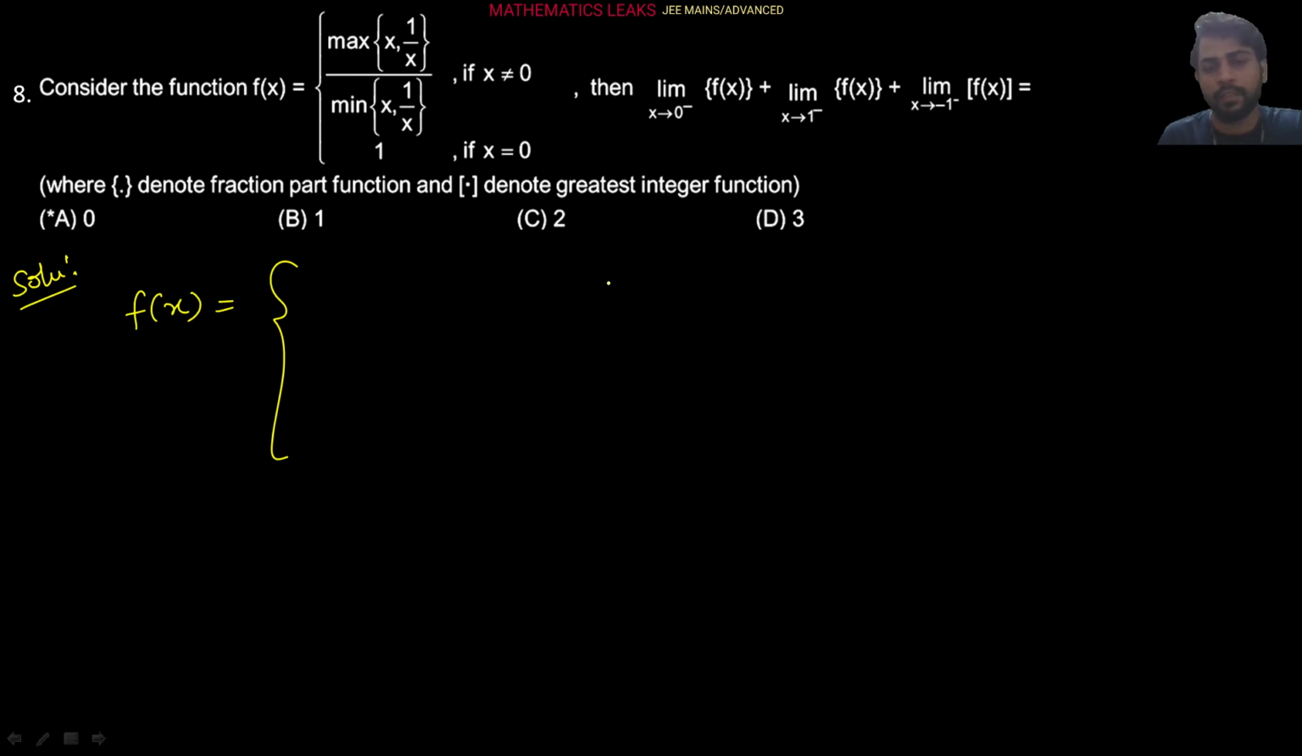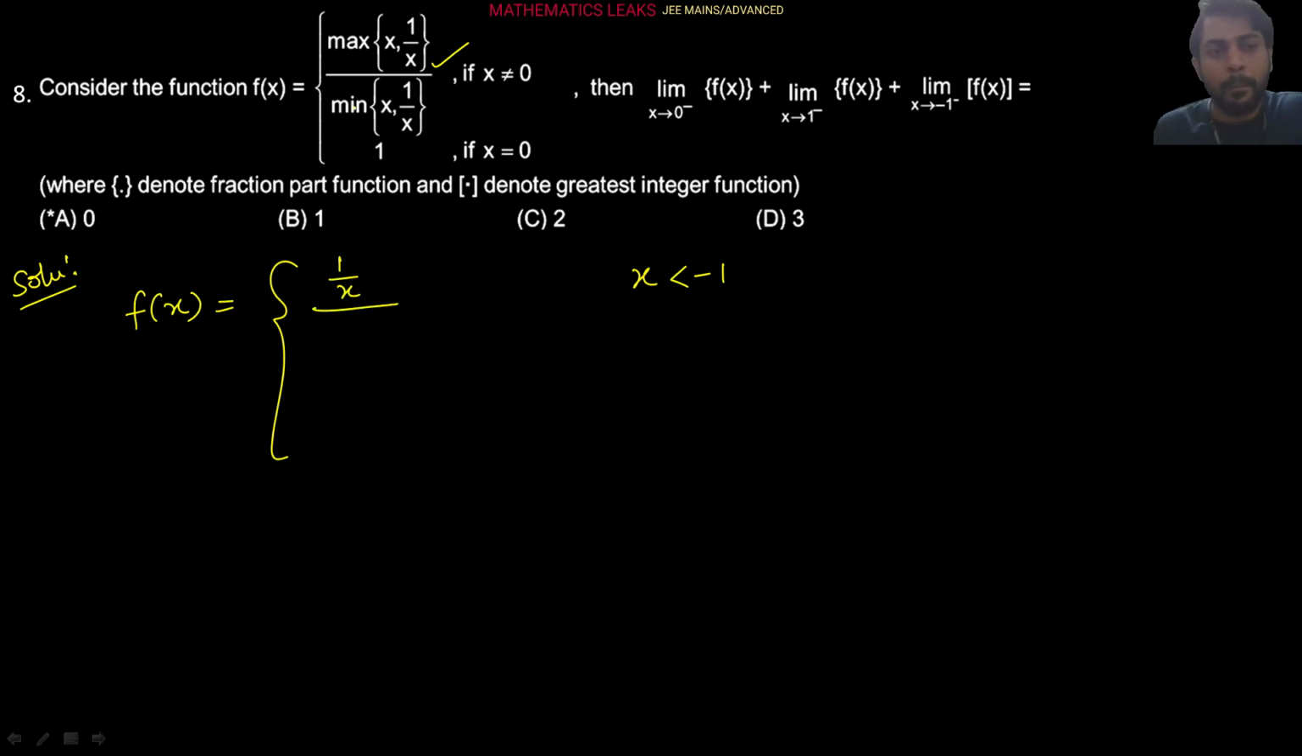Just observe here, when x is less than minus 1, x is not equals to 0, so the function is this one. In this one, the max operator in the numerator is of x comma 1 upon x. Since x is less than minus 1, in this case of x comma 1 upon x, which will be the maximum? 1 upon x, obviously.